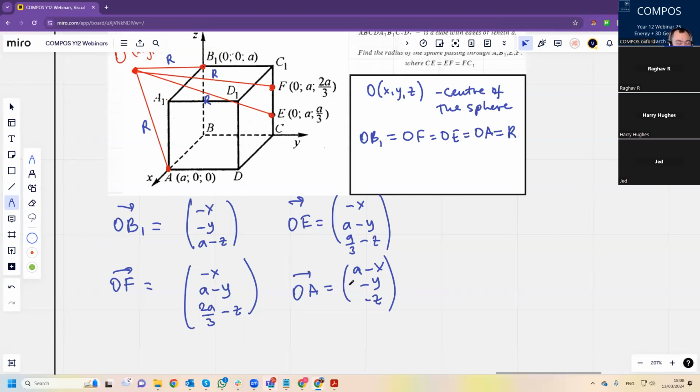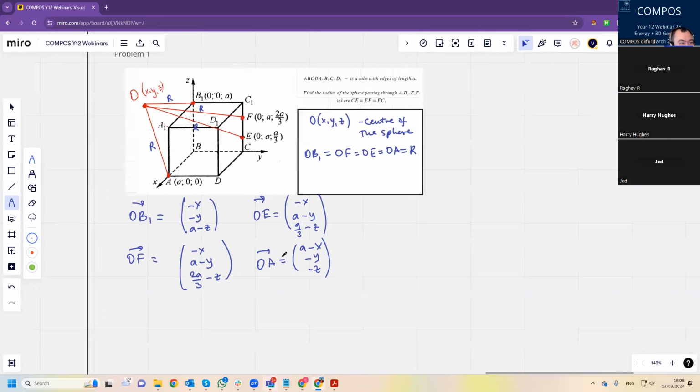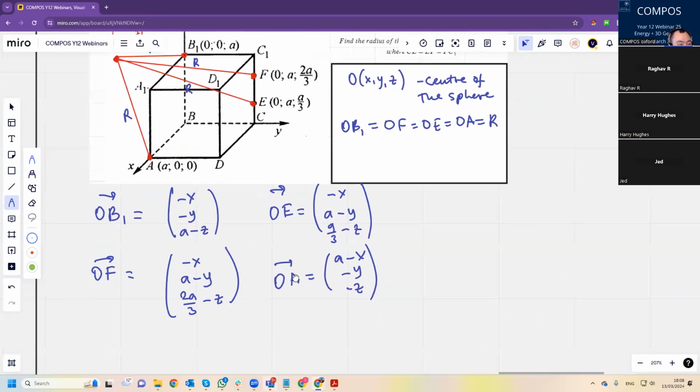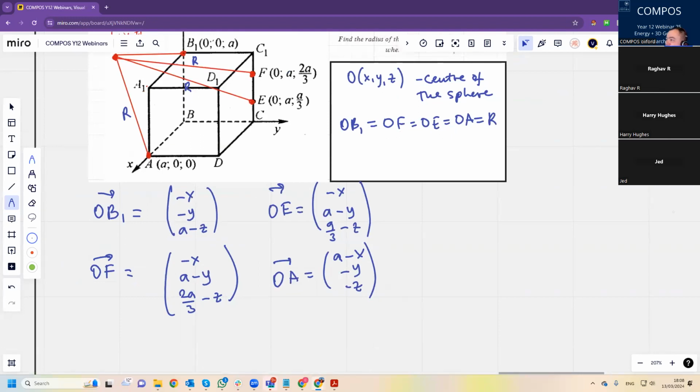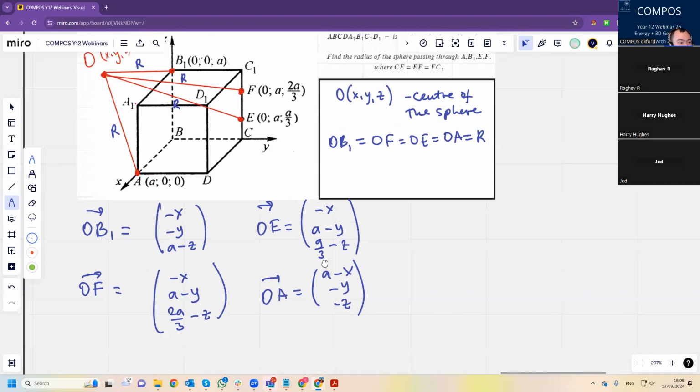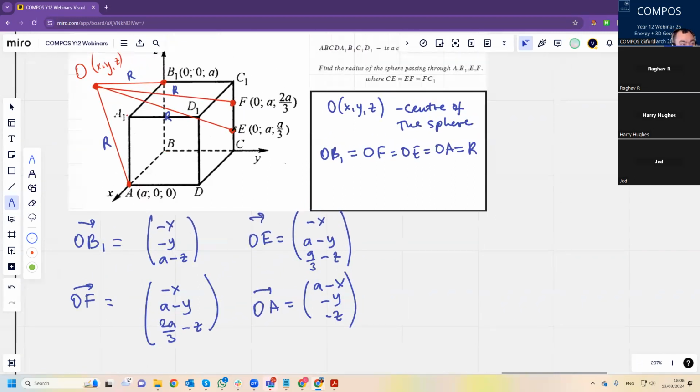Now, which ones should I use? That's a good question. Which ones should I use? OE and OF. Yeah, very good. We should use OE and OF because they are on the same vertical line, and being equidistant from those 2 points actually means we can find the z coordinate.